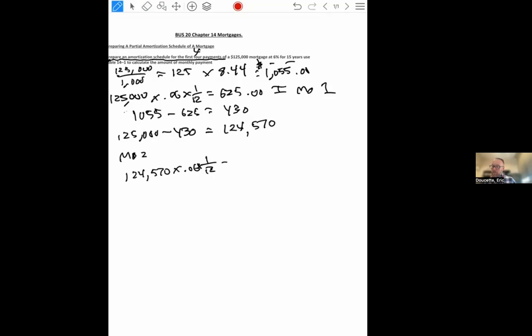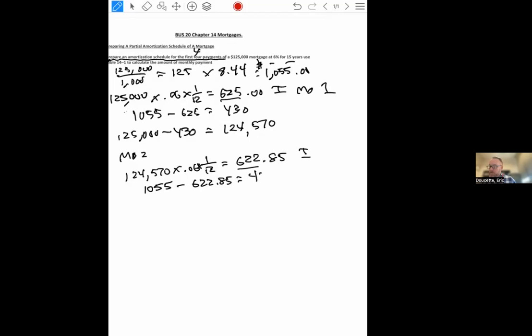So I'm going to do that again. 124,570 times 6% for 1 month comes out to $622.85 of interest. Notice it's a little less, right, than the 1 month before. That's because I have a little less principal because of my payment. So now I have to take that 622 and subtract it from the 1055 of my payment I just made, my second payment. So my interest gets deducted, and what remains is what I can apply towards my principal.